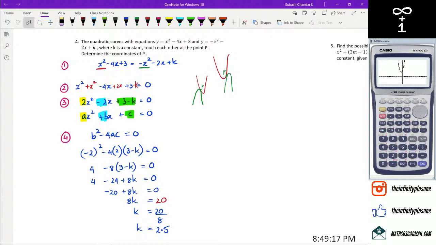Now, because we've been asked to figure out what the x and y value is, how do we do this? We now have k, so we're literally going to take this k and substitute it into this line here to figure out what the x value is. So we've got 2x squared minus 2x plus 3 minus k, which happens to be 2.5, and that's equal to 0.